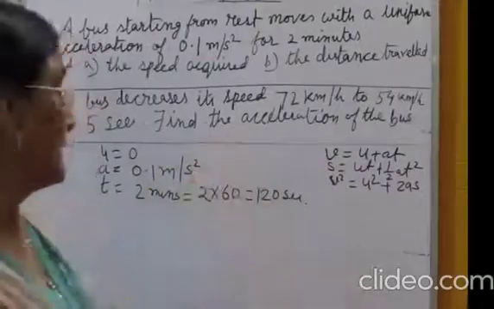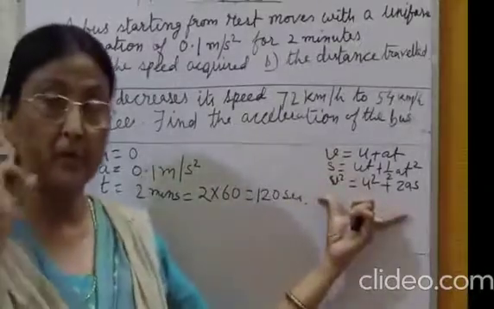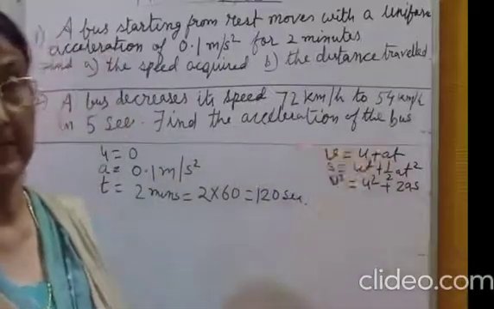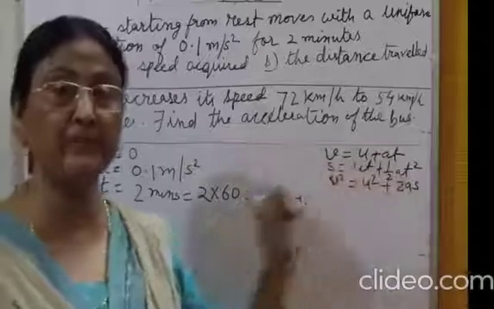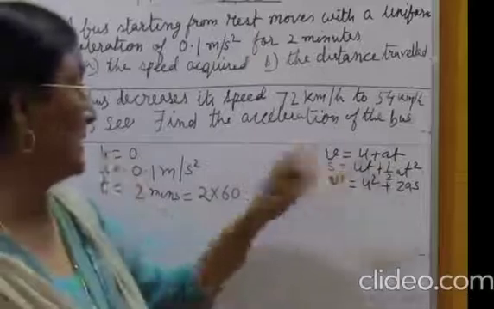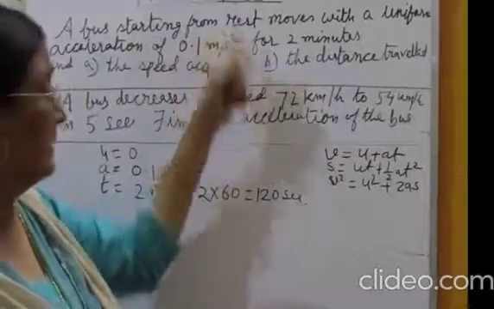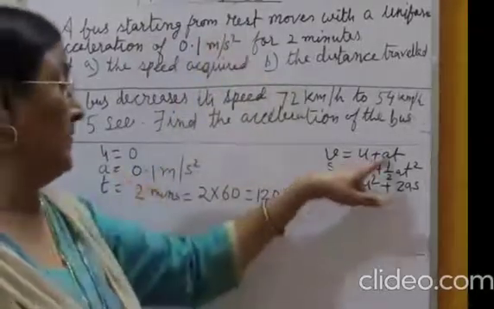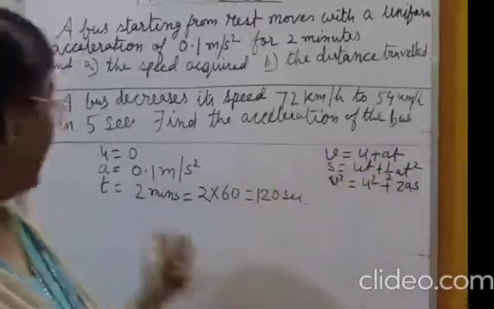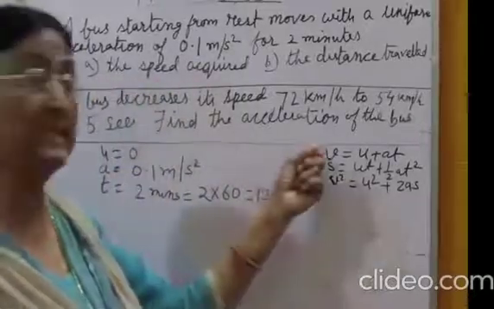Clear? Now students, you have three equations. You have to see whatever data you have and which equation is suitable for your problem. Now see, u is given here, that means 0, since it is starting from rest. a is already given, acceleration 0.1 meter per second square. t is already given, time. Now what are they asking? The speed acquired, meaning v is unknown.